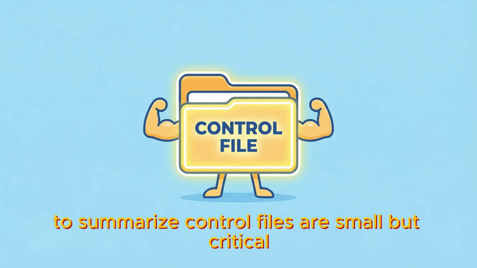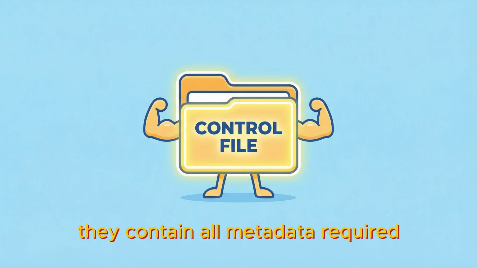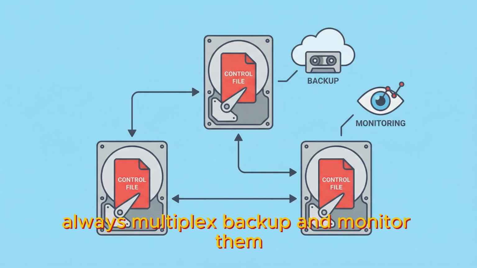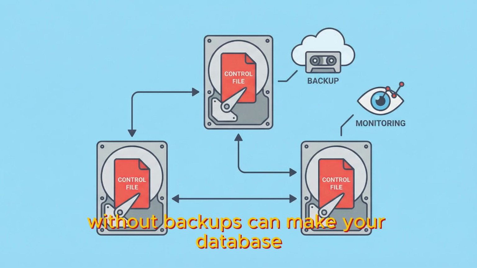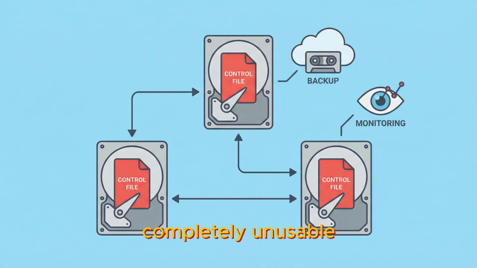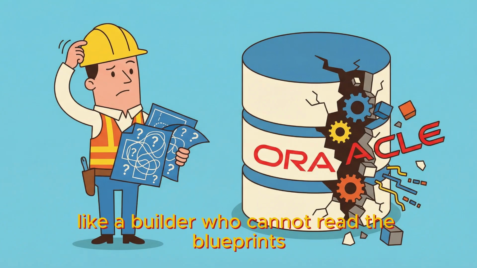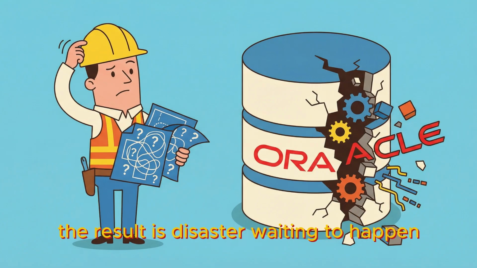To summarize, control files are small but critical. They contain all metadata required for the database to start and recover. Always multiplex, backup, and monitor them. Losing control files without backups can make your database completely unusable. Think of a DBA who does not understand control files like a builder who cannot read the blueprints. The result is disaster waiting to happen.